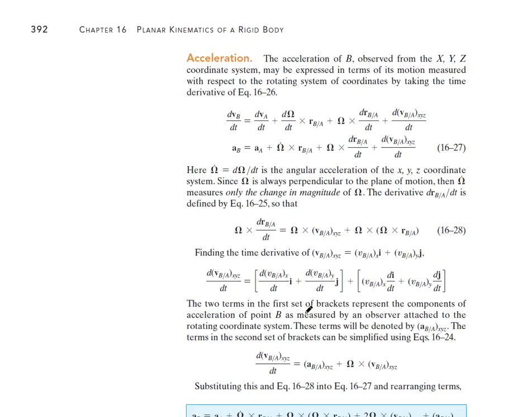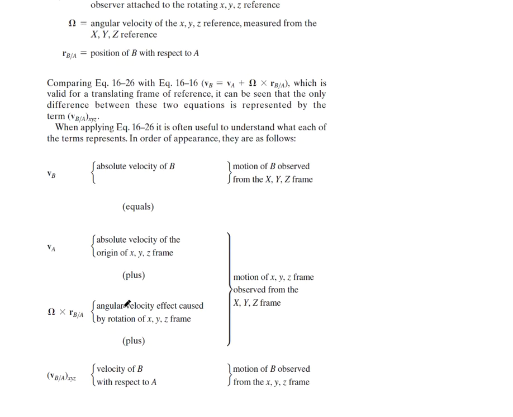Okay, so the author calls this term the angular velocity effect caused by a rotation of the XYZ frame. Again, the use of that momentarily coincident point P helps a little bit with understanding concepts.